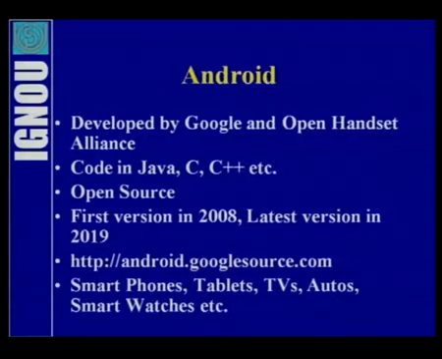Another thing which I have already said is Android is open source, and its first version is in 2008 and its latest version is in 2019. The beauty of Android is that you can get the source from the address that was displayed on the slide, that is android.googlesource.com, and you can also update it to some extent as you need. The same is not possible with every operating system. Some operating systems which are open source permit this, some operating systems do not permit.